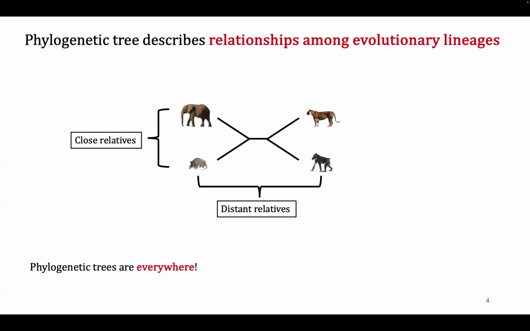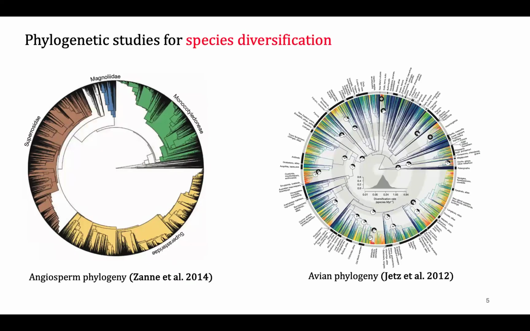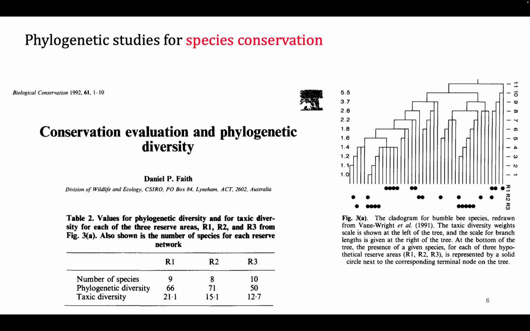And I'll say that phylogenetic trees are used everywhere. I will go through that in the next slides. For example, the obvious application is that phylogenetics is used for studying species diversification. As you can see here, you have these large empirical phylogenies that describe angiosperms, and then you have a group of avian species.